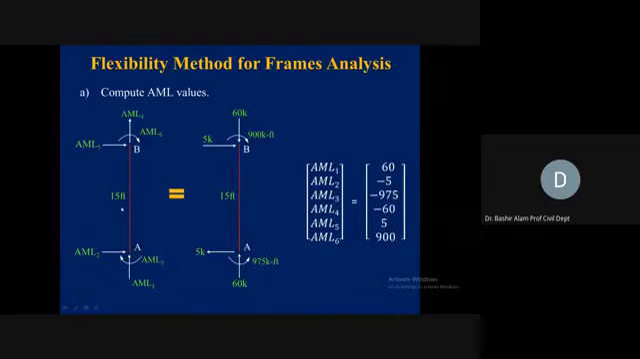Any questions? Hello? No, sir. It is clear now, right? Because this member AB is just like your beam now, which is in the vertical direction.